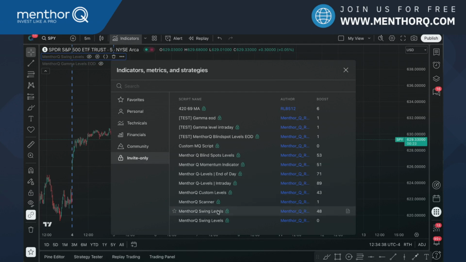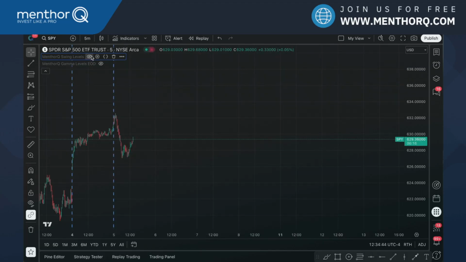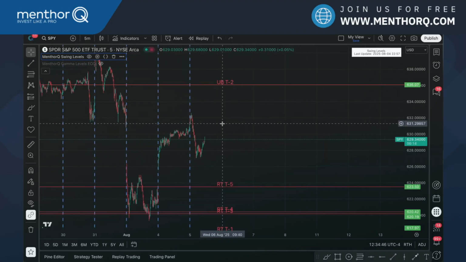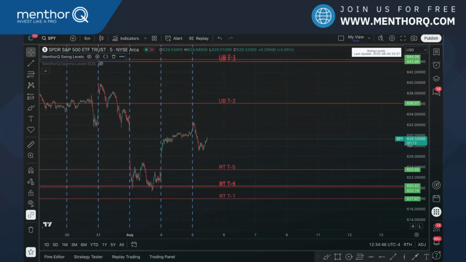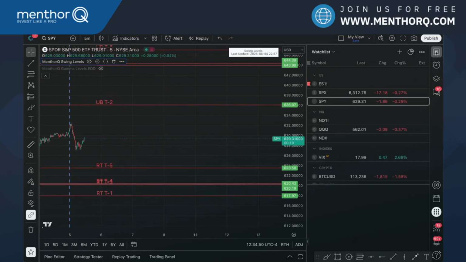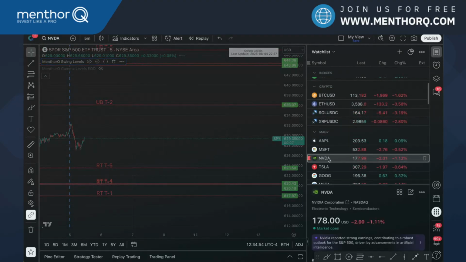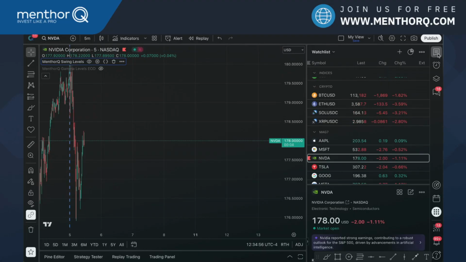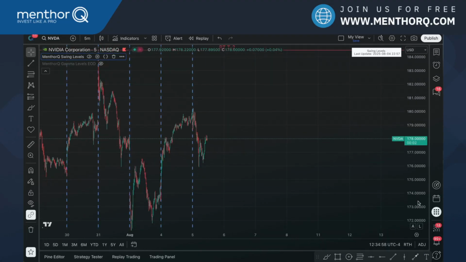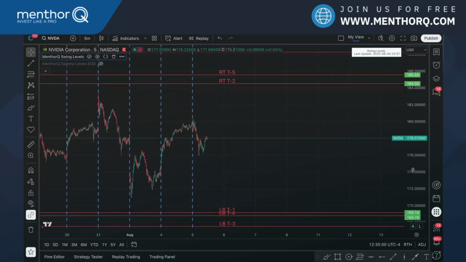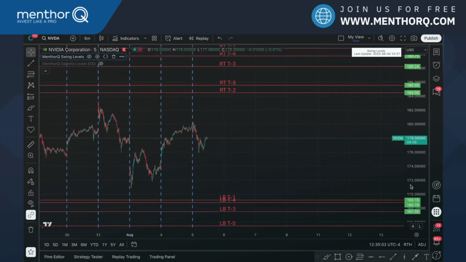What you can do is find the swing level here. Once you become a subscriber, you can access the indicator there. And what the indicator does is plot the levels on the asset that you're looking for. So I can very quickly change from one stock to another. So I can go on NVIDIA. And what the indicator is plotting is the 5 days swing levels.